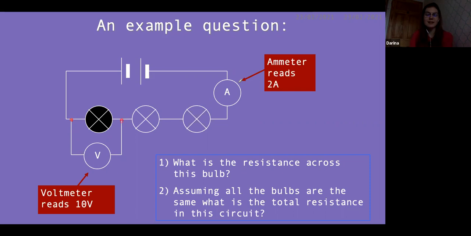Okay, we've got some answers. Everyone have a go. Okay, well done. Everyone's giving more or less correct answers. So yes, correct. We've got 5 ohms there because we use R equals V over I. So we use 10 volts divided by 2 amps.